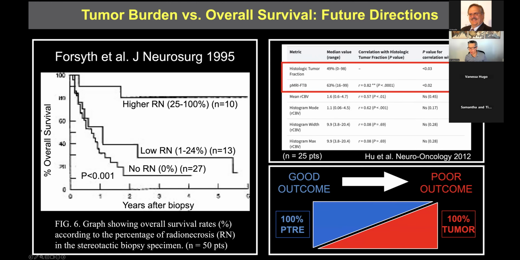We, in our cohort published in 2012, also found that histologic tumor fraction, as well as non-invasive quantification using FTB maps, did show a correlation with overall survival, meaning that the more tumor that was shown either on FTB or based off of histology, generally the patients did worse. But huge caveat here is 25 patients in our study, 50 patients in previous studies. So it's a fairly small sample size.